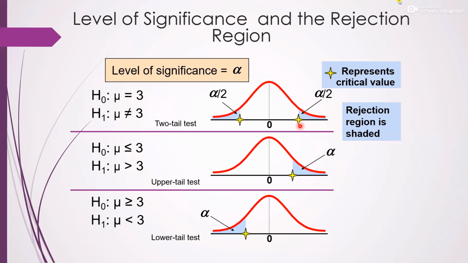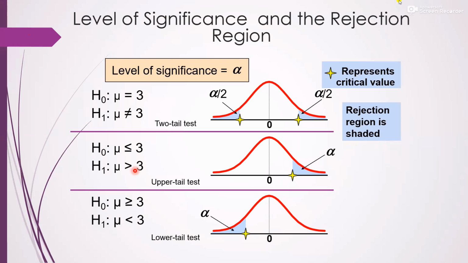This is called the critical value, and the rejection region is shaded. These are the rejection regions of H naught, and these are the non-rejection regions. If mu greater than 0, then that is called a one-tail test. If the alternative hypothesis has a greater than or less than sign, then that is called a one-tail test. In the one-tail test, there are two tests: upper tail test or right tail test, and lower tail test or left tail test.